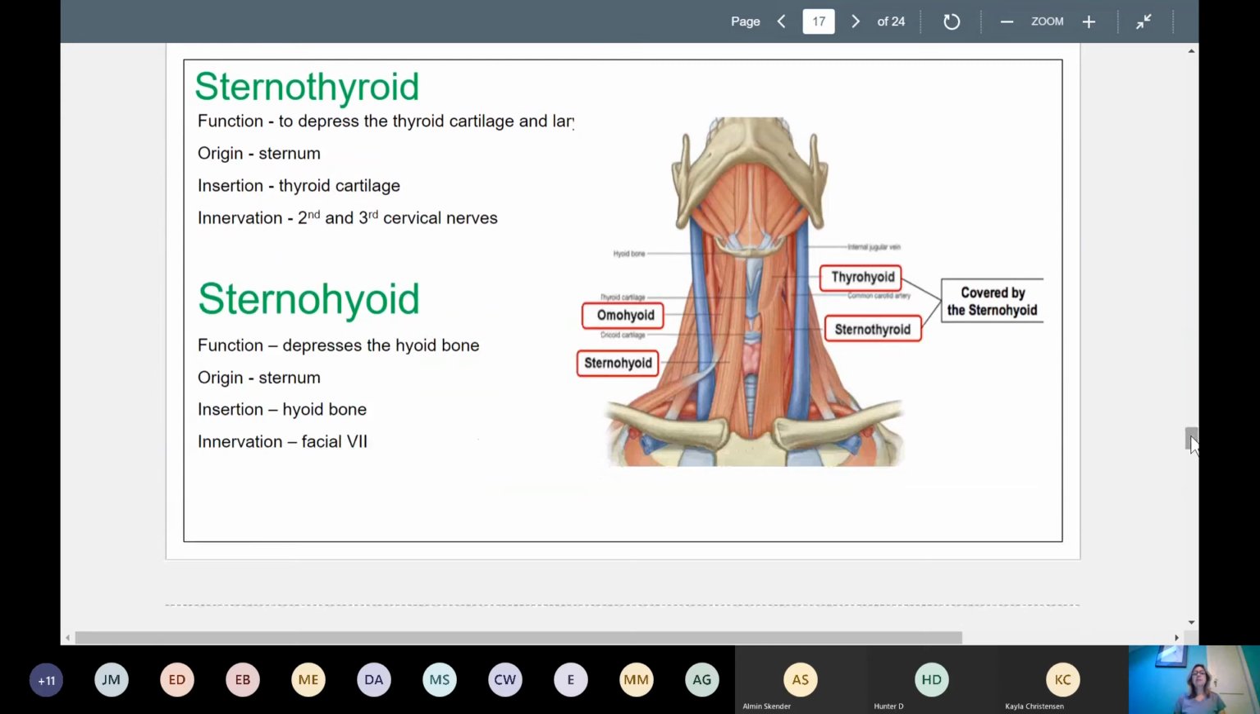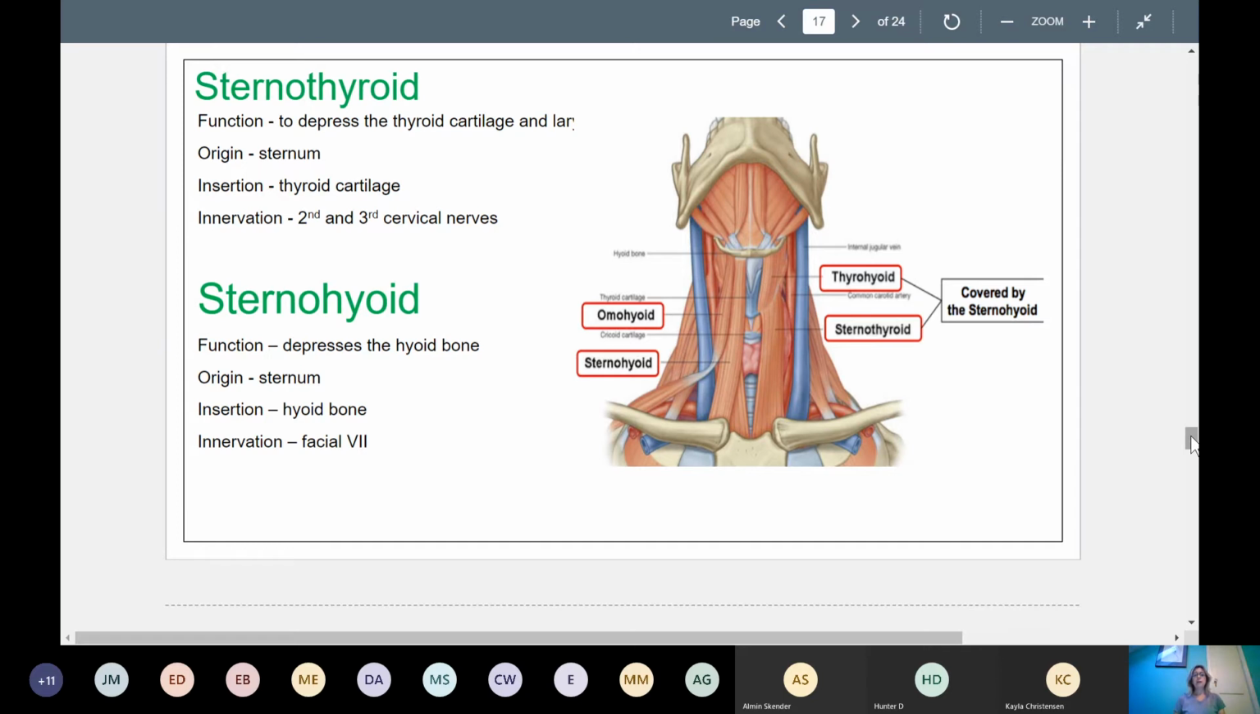Your sternothyroid function is to depress the thyroid cartilage and larynx. Again, they help in swallowing. Its origin is the sternum, and its insertion is the thyroid cartilage. And it's innervated by the second and third nerves. We're not going to worry about that right now.